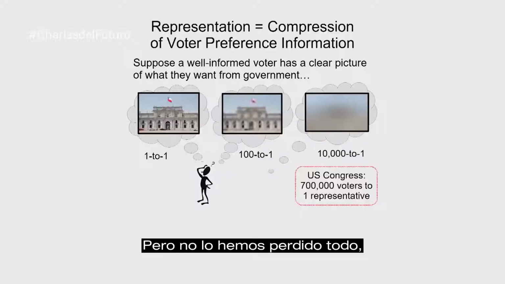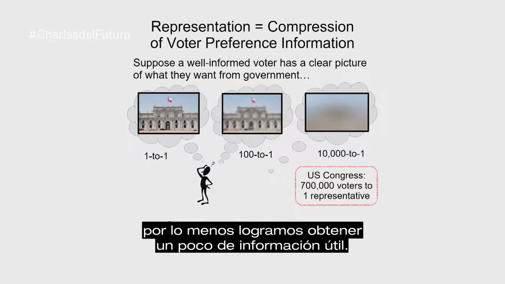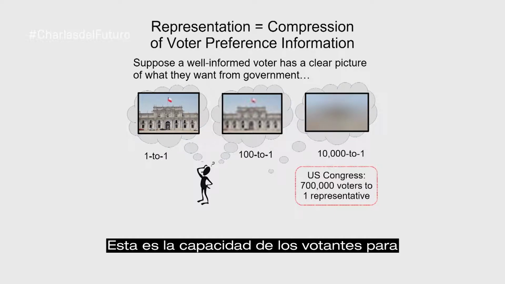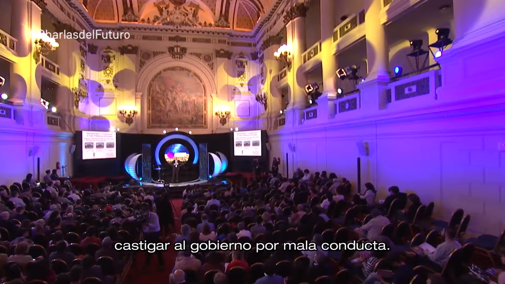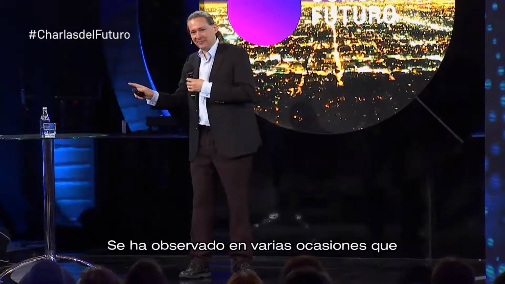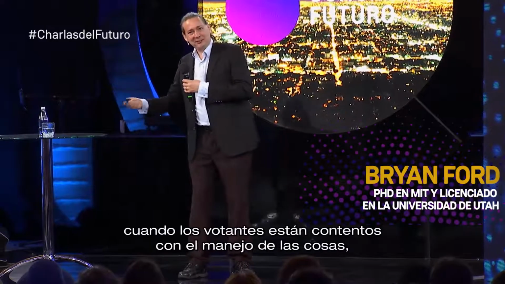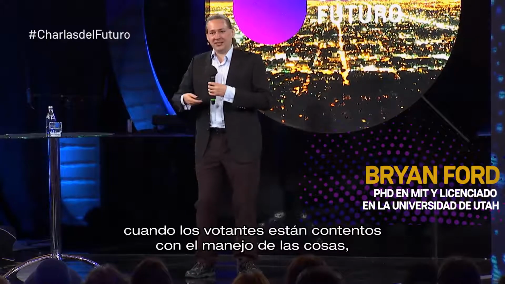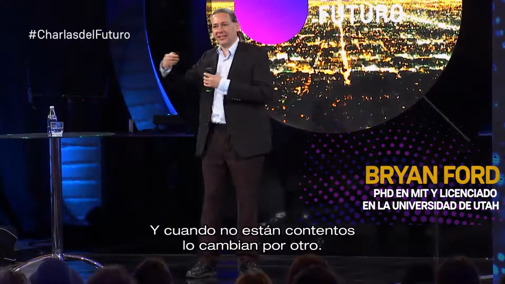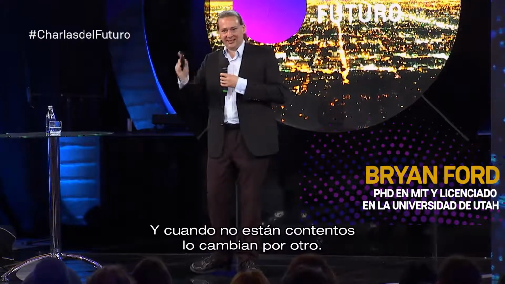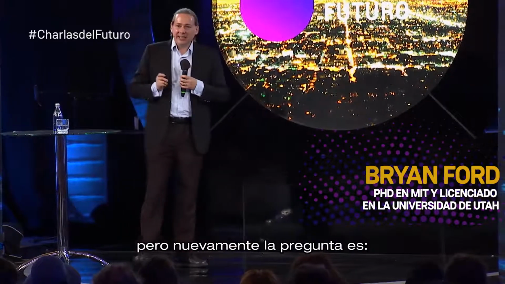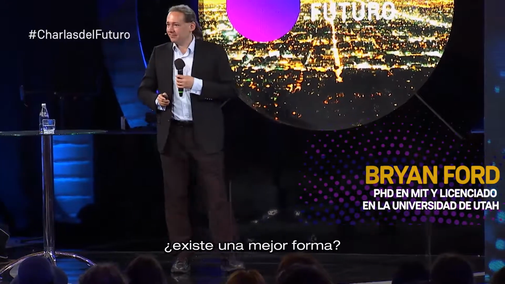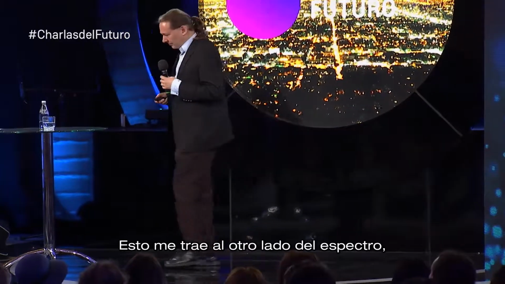Now, we haven't lost everything. We at least get one very useful bit of information, namely the ability for the voters to punish the government for misbehavior. It's often been observed that when voters are happy with the way things are going, they keep the current government. When they're not happy, they can get them out and do something else. So that is a very useful one bit of information. But again, the question is, can we do better, right?